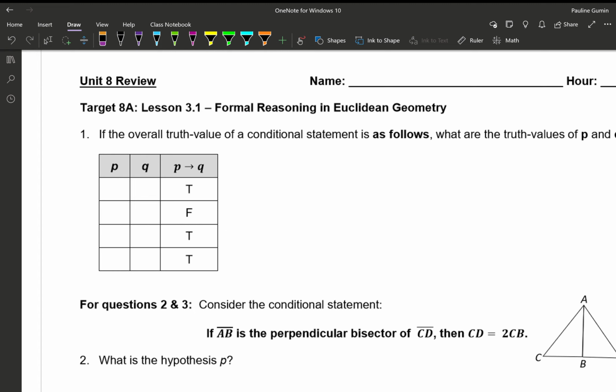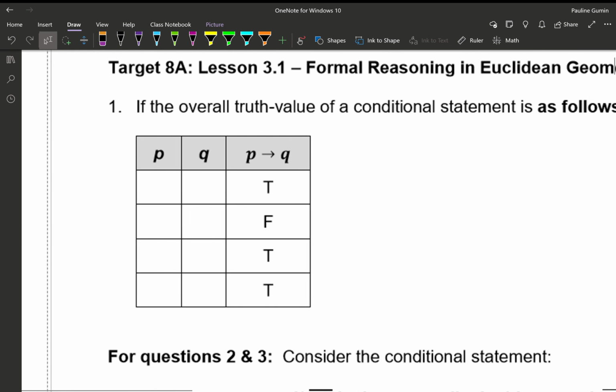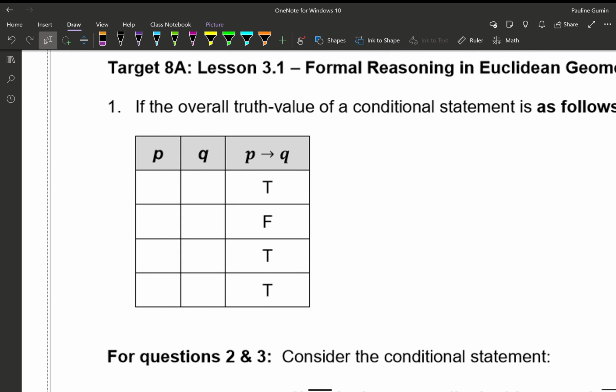Anyways, let's get started. Number 1. If the overall truth value of the conditional statement is as follows, what are the truth values of P and Q? Okay, so the first thing that I'm going to do is fill out the false one, because that's how I did it. I memorized the one false one, and then it's a little easier to fill out the truths. So the only time a false value can happen is if we start off with our hypothesis P true, and end with our conclusion as false. So that's the only false one.